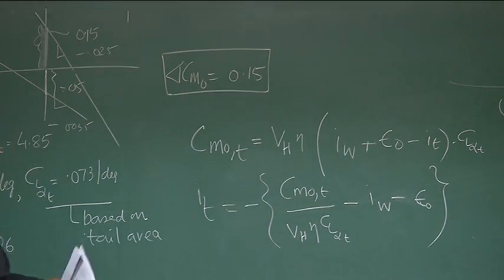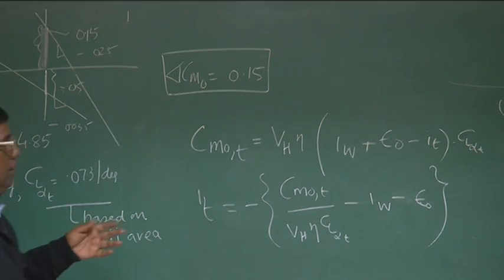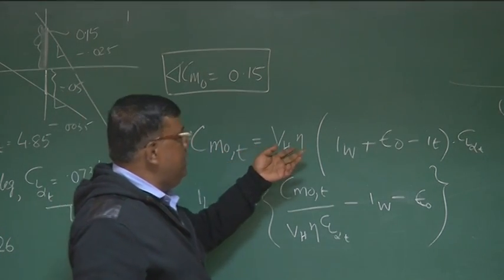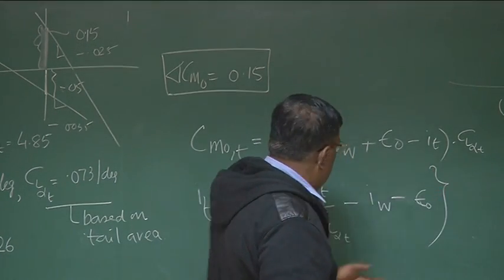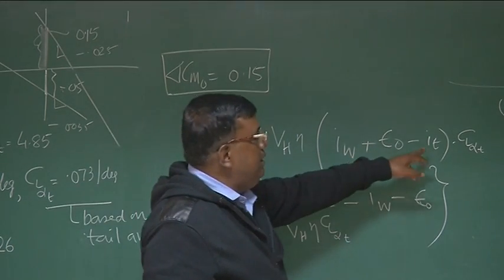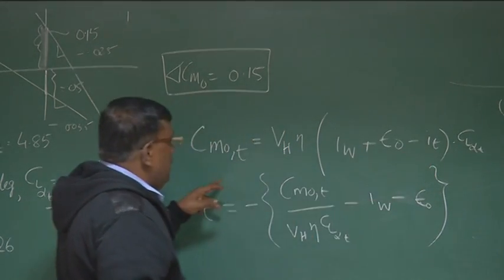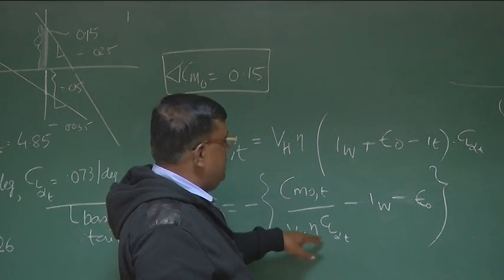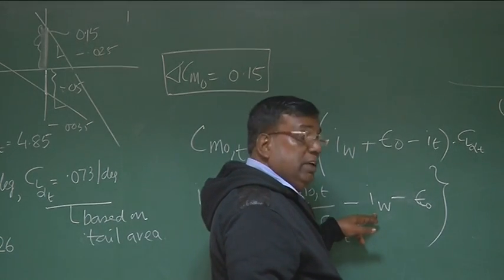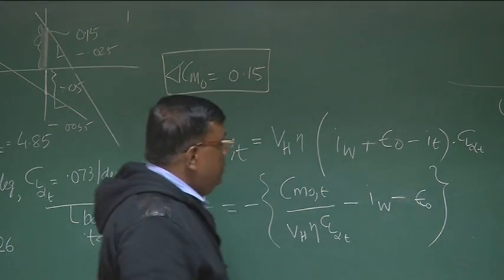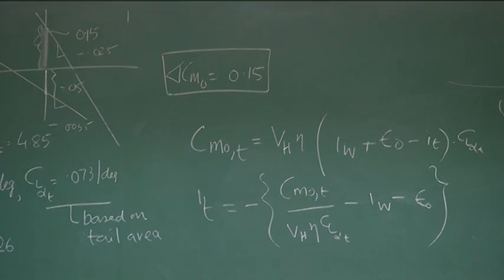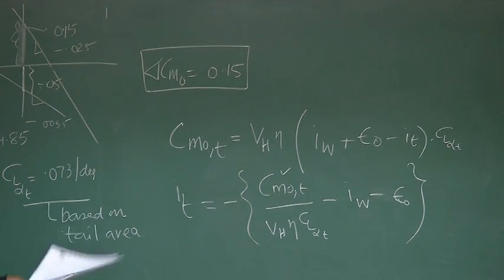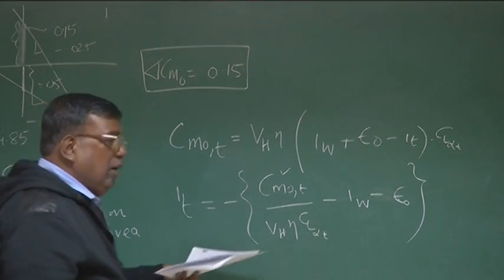Okay, please be careful here. Initially I missed this Cl alpha term here. Cm naught tail, as we have derived, is Vh eta into this term into Cl alpha tail. So if I try to find out what tail setting angle It is required, I can algebraically show that It will be equal to minus Cm naught tail by Vh eta Cl alpha tail, minus Iw, the wing setting angle, minus epsilon naught. I hope you remember what the wing setting angle is. Okay. What is the value of Cm naught tail? How much Cm naught tail is required? It is 0.15. Vh we know, eta we are taking as 1.